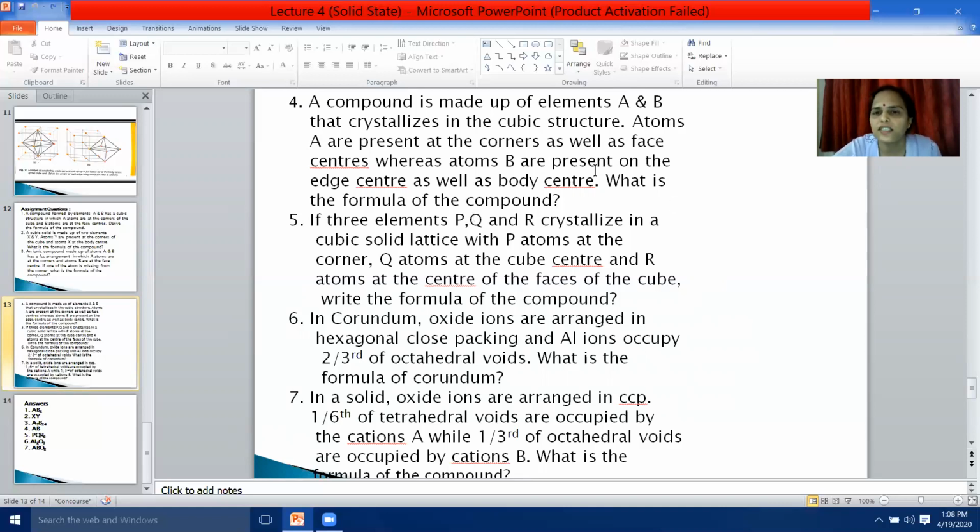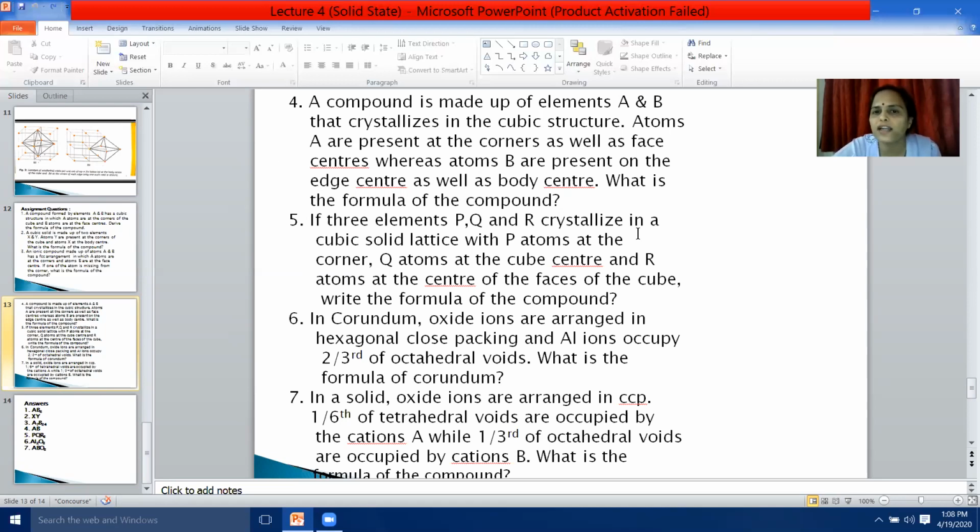Then you'll write, since atoms A are present at the corners as well as face center, you'll write the contribution 8 into 1 by 8 plus 6 into 1 by 2. So it comes out to be 8 into 1 by 8 is 1 plus 6 into 1 by 2 is equal to 3. So 3 plus 1 is 4. Correct? So A atom's value you are getting here as 4.